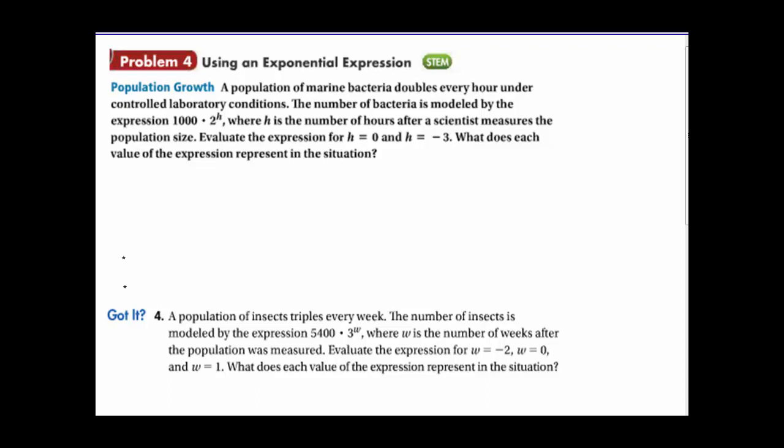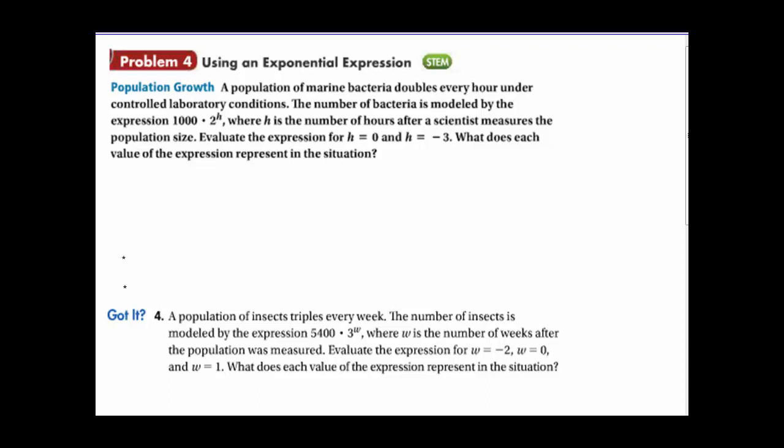Population growth. So a population of marine bacteria doubles every hour under controlled laboratory conditions. The number of bacteria is modeled by the expression 1,000 times 2 to the h, where this h is the number of hours after a scientist measures the population size. And then we're going to evaluate the expression for h equals 0 and h equals negative 3. And then what does each value of the expression represent in that situation? So what does h equals 0 mean, and what does h equals negative 3 mean?